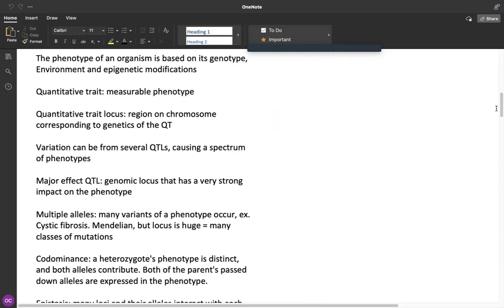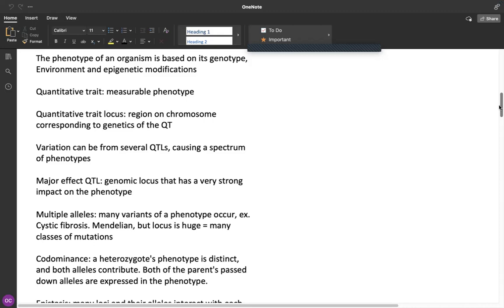Moving on from X-linked recessive, just some basic definitions. So remember that the phenotype of an organism can be influenced by several different things. It's based on the organism's genotype, its environment, and the epigenetic modifications on that genotype. A quantitative trait is a measurable phenotype, something like height, and a quantitative trait locus is a region on a chromosome corresponding to the genetics of the quantitative trait.